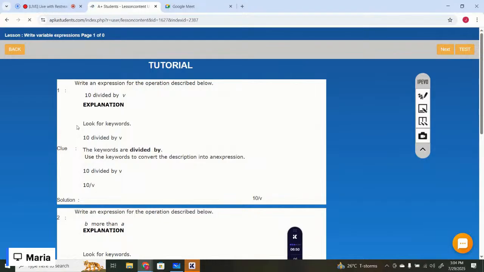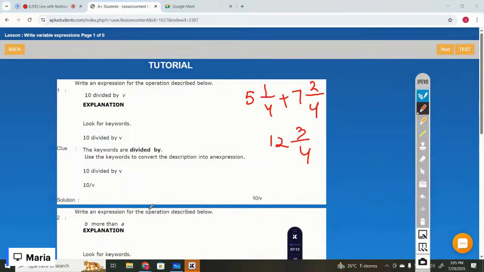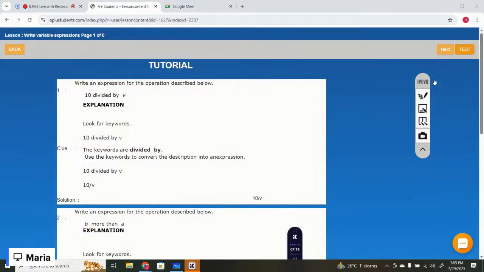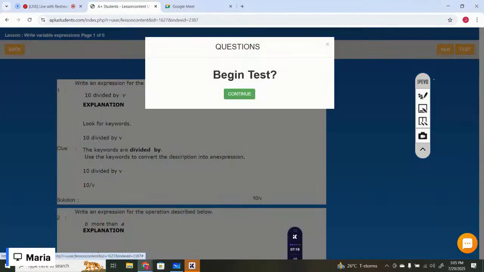Write an expression for the operation described below. 10 divided by V. So basically 10 divided by V is written in sentence form, right? We need to write it in mathematical form using the mathematical operations. So 10 divided by V, you can write it as 10 slash V, right? Let's just click on the test button.